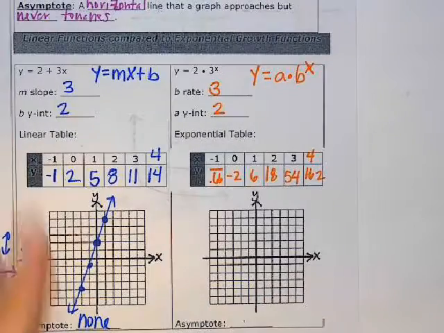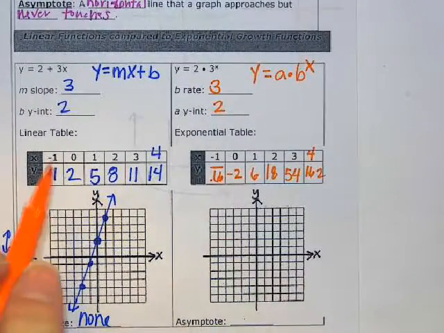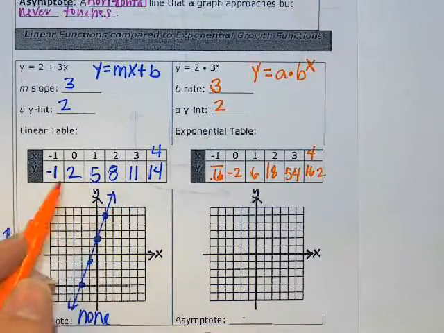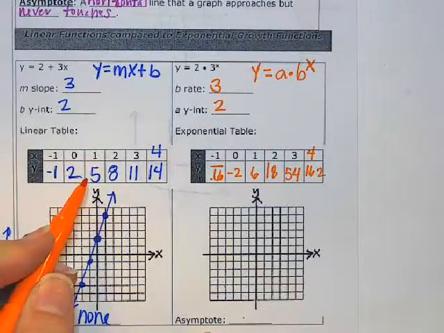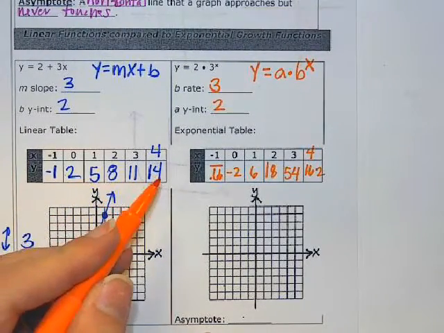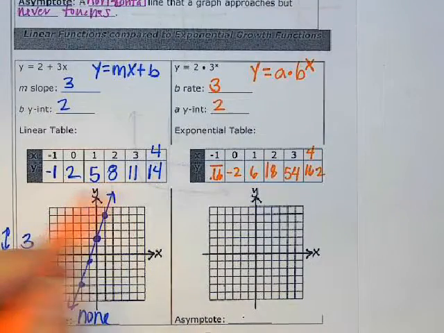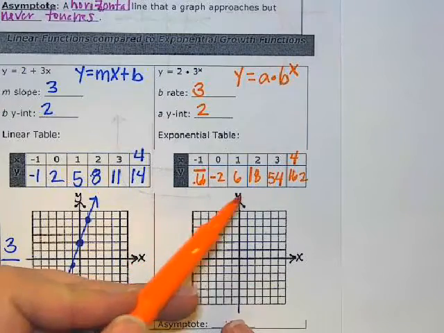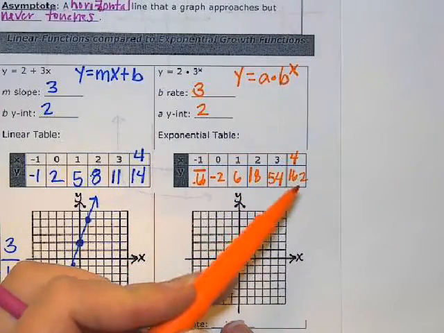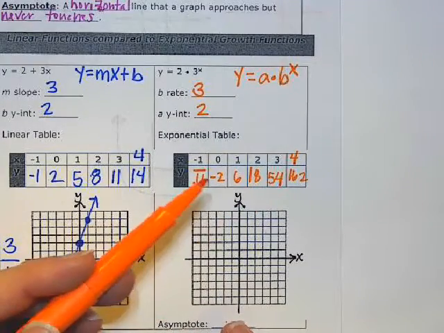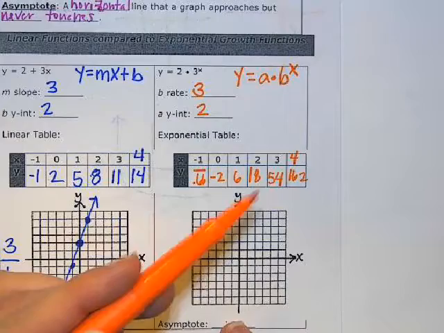All right, now let's compare the tables. Look at the y's on linear. What's it going up by every time? -1 to 2 is a +3, 2 to 5 is a +3, 5 to 8 is +3, 8 to 11 +3, 11 to 14 +3. That's a constant. Look at exponential. Is it jumping the same amount every time? No. What do you notice? It's multiplying by 3 every time.